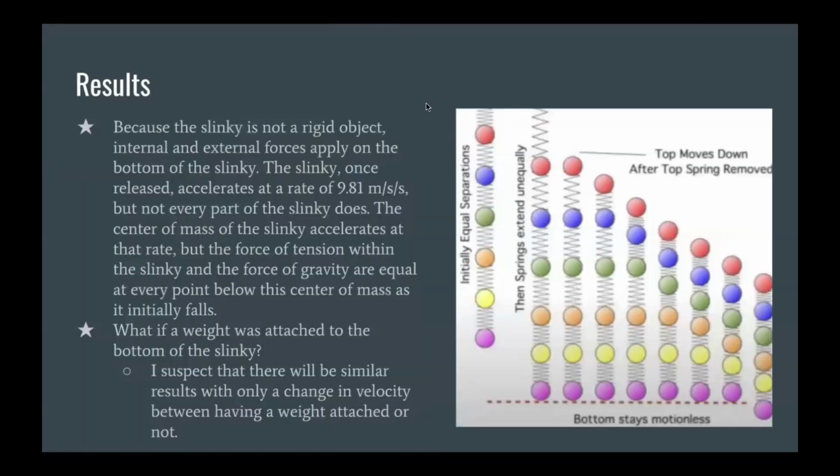Now, what does this mean? Because the Slinky is not a rigid object, internal and external forces apply on the bottom of the Slinky. The Slinky, once released, accelerates at a rate of 9.81 meters per second squared. But not every part of the Slinky does. The center of mass of the Slinky accelerates at that rate, but the force of tension within the Slinky and the force of gravity are equal at every point below the center of mass as it initially falls.